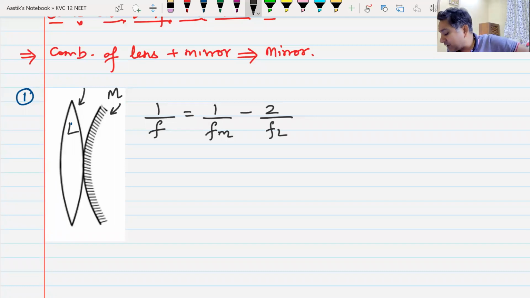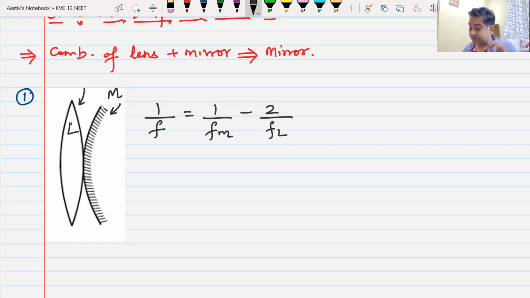Why does 2 come here with the focal length of the lens? Because you can imagine an object in front of this combination. It will first get refracted by the lens. Then it will fall on the mirror. And then again it will come back through the lens. So there will be 2 refractions from the lens and 1 reflection from the mirror. Therefore, it will be 1 by FM minus 2 by FL.